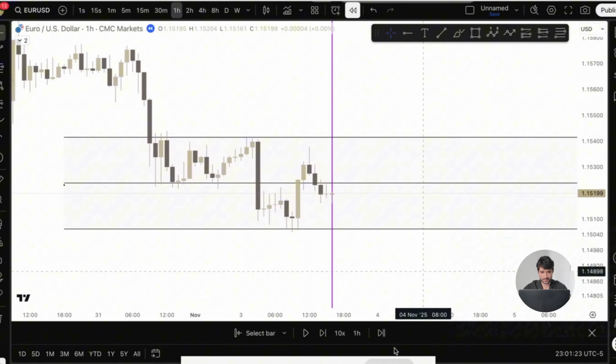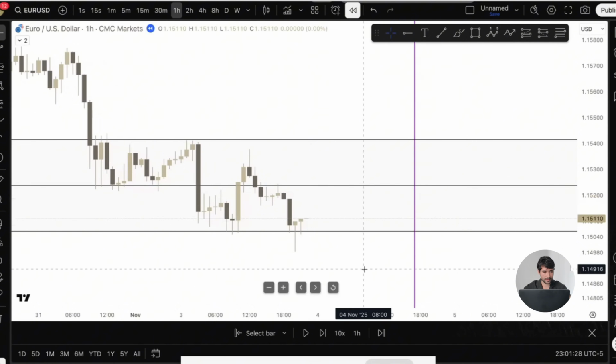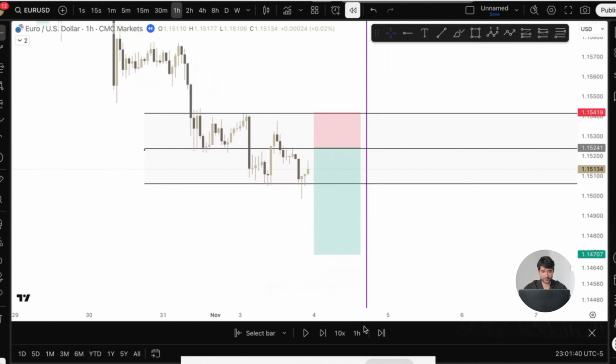Okay, so the range is just closed out. Perfect. And we'll look for the breach of the high or the low. We break the low there. Entry at the 50% there. Stop loss at the high, followed by 3R. Let's see if we get the entry before the next close. Okay, perfect. We get tapped in there.